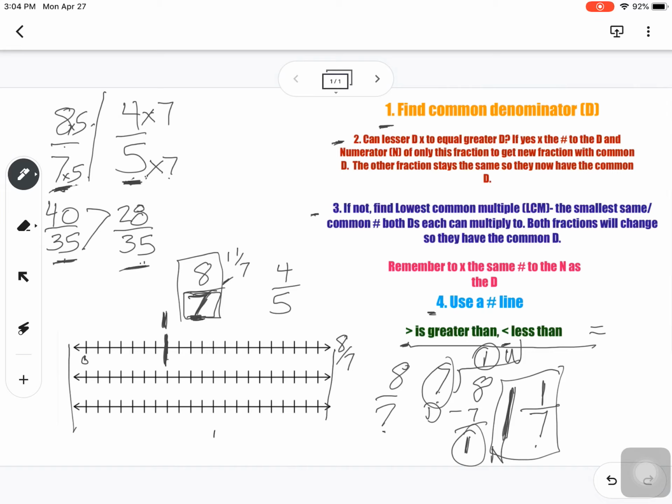Okay, my fraction is a mixed number, 1 and 1/7. So I have the 1 whole here, but I have a second part of the fraction which is telling me that there's another whole part of 7 parts. So I have to go 1, 2, 3, 4, 5, 6, 7. So this is 2 whole parts. Okay, so I can now plot this onto this number line, 1 and 1/7.